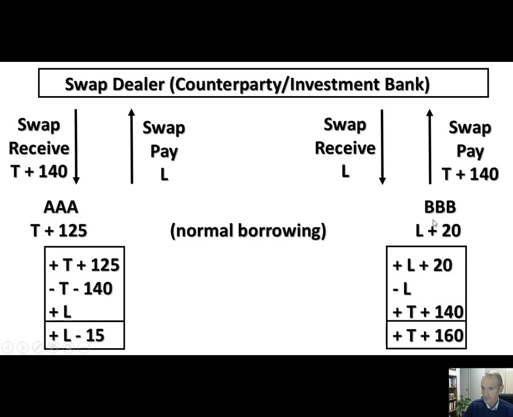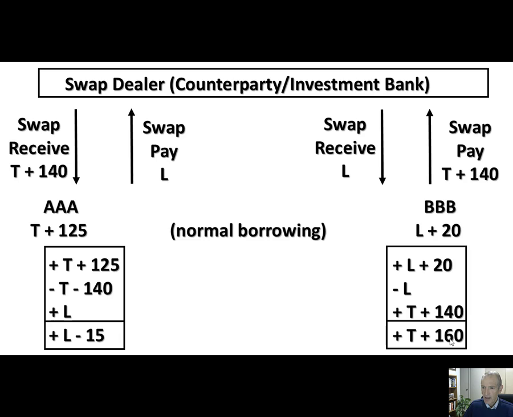Triple B pays LIBOR plus 20 as their normal borrowing. They receive LIBOR, so that reduces their costs. That's why the plus sign is the cost of debt, and the minus sign is the reduction in the cost of debt. They then pay T plus 140 into the swap. The L's cancel out, so all they have is T plus 160. Remember, if they'd gone out and borrowed fixed rate themselves, they would have borrowed at T plus 185 because of the term structure of credit spreads. Lower quality entities have to borrow at higher rates.